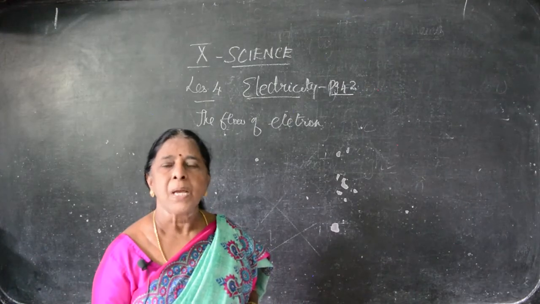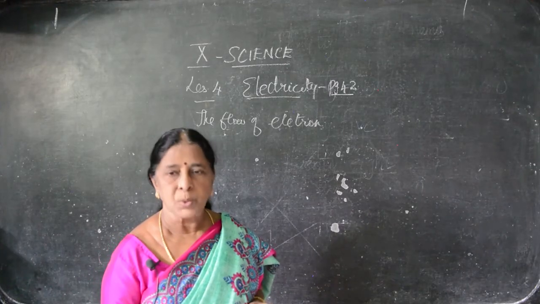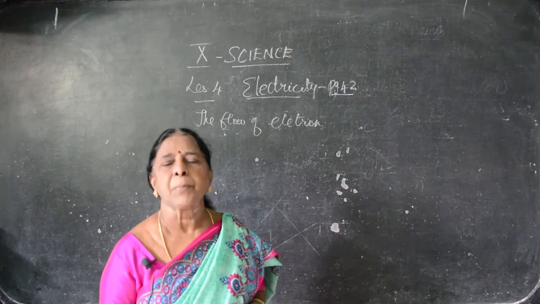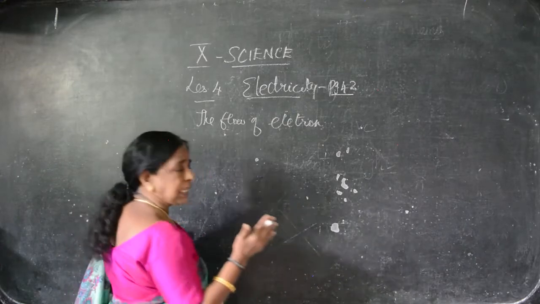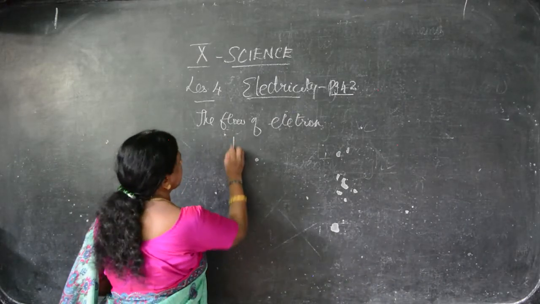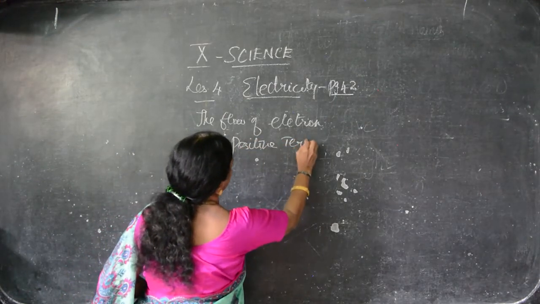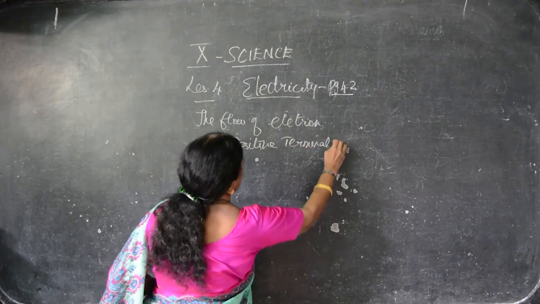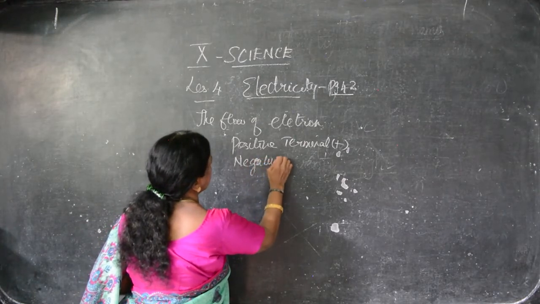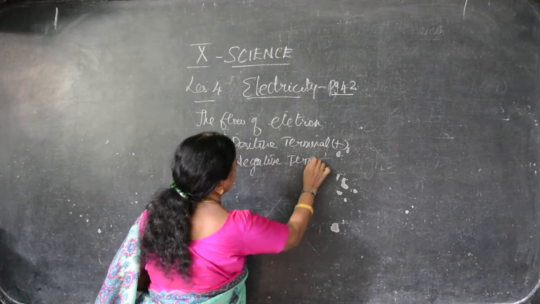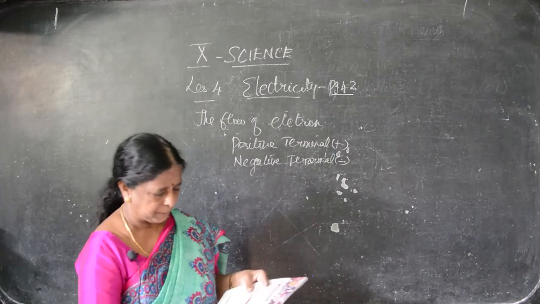Like how water flows, how the air breezes, like that it is also. So the electric current passes from the positive terminal to the negative terminal. First we see electricity is the flow of electrons. To pass the electrons, what are the things considered for us? Positive terminal and negative terminal. Okay, a positive terminal and a negative terminal.